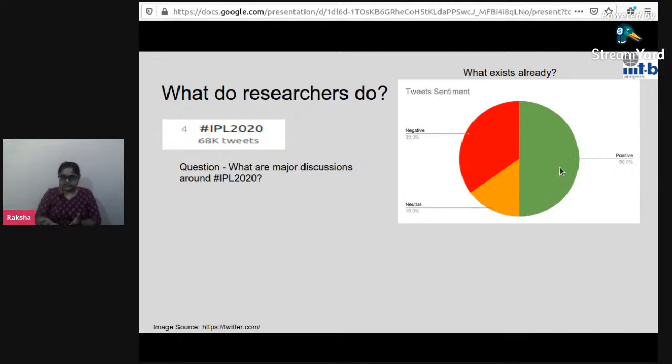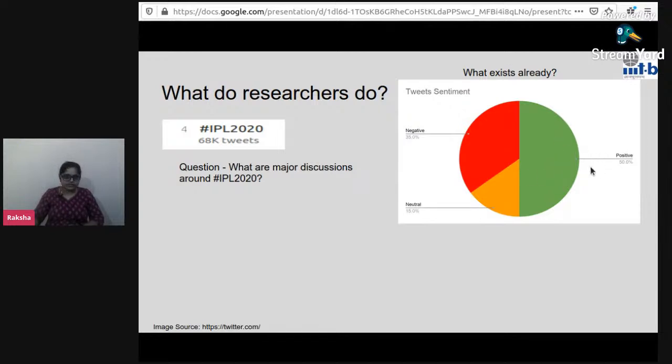If you don't have this, it is very difficult for a human being to go and look at all the 70,000 tweets. It is humanly infeasible, right, to go through all the tweets and understand that this many are positive, this many are negative, people are talking about this. So we want some solution which is automated. It is not possible for human beings to do that. So what exists already is something like this.